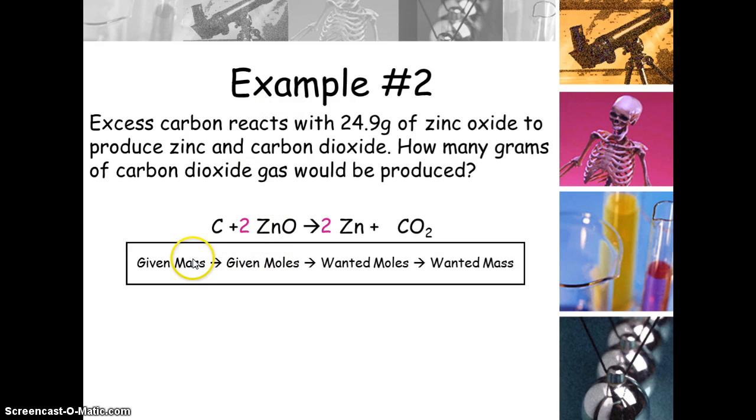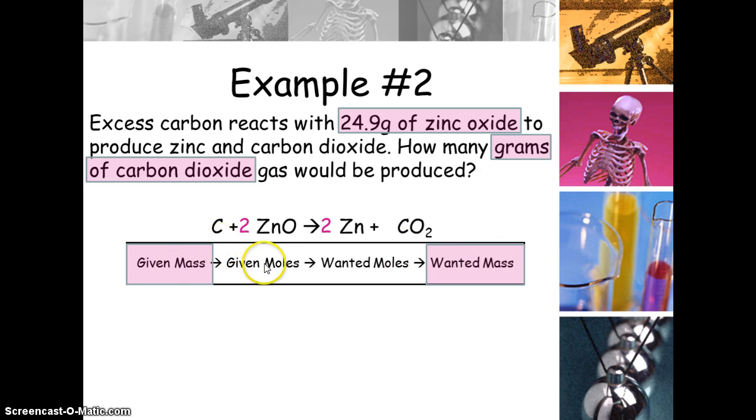Now again, we know to go from given mass to given moles, to wanted moles, to wanted mass. So here, we start off with 24.9 grams. That's our given mass. This is what we're given here. And grams of carbon dioxide is our wanted mass. So we want to be able to convert from grams of zinc oxide to grams of carbon dioxide.